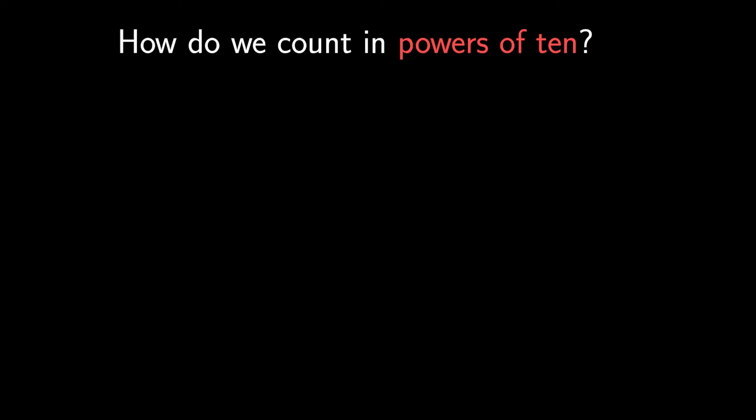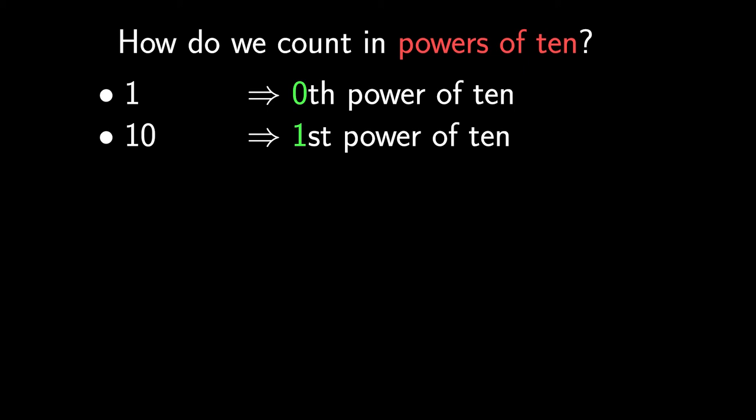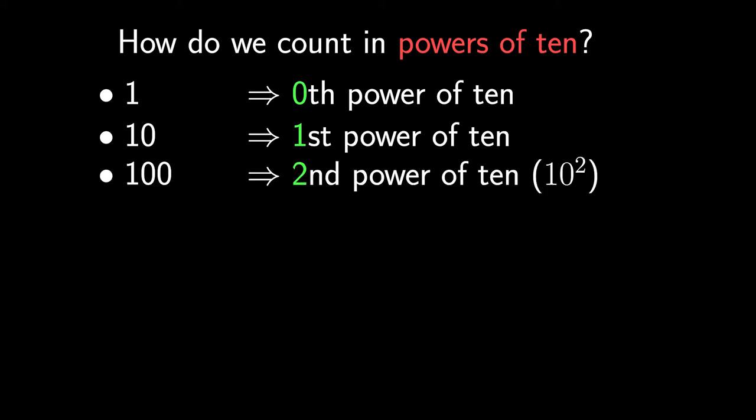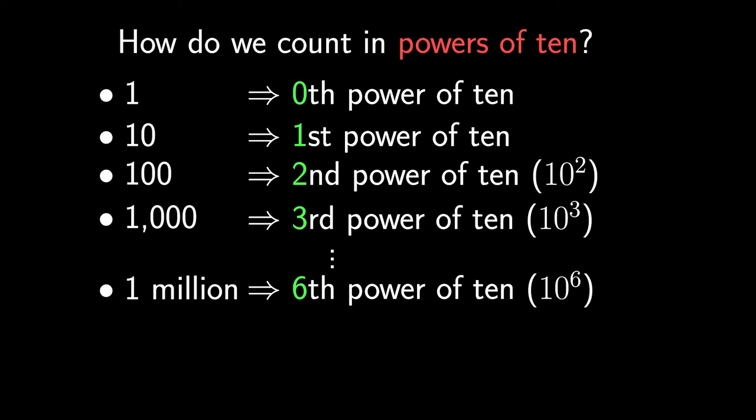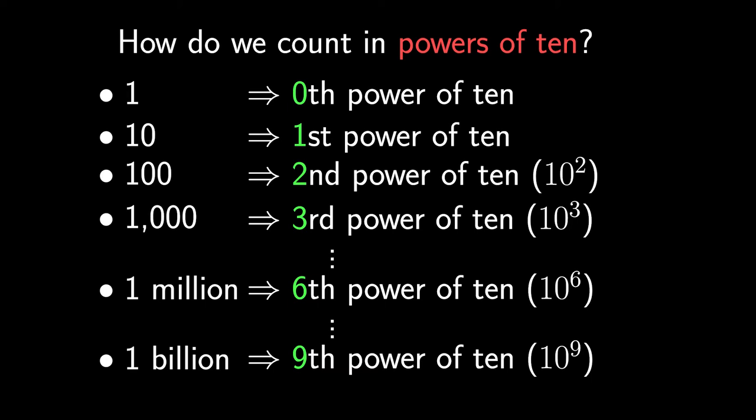How do we count in powers of 10? Okay, well, one is called the zeroth power of 10. 10 is called the first power of 10. 100, that's 10 times 10, or 10 squared, that's the second power of 10. 1,000, that's 10 times 10 times 10, 10 to the third power, that's the third power of 10. And you can go on and on. 1 million, that's 10 times 10 times 10, times 10 times 10 times 10, that's 10 to the sixth power, that's the sixth power of 10. 1 billion is 10 to the ninth power, that's the ninth power of 10. You can see that counting powers makes our lives easier. Even a billion is just the number 9. This helps keep big numbers manageable.